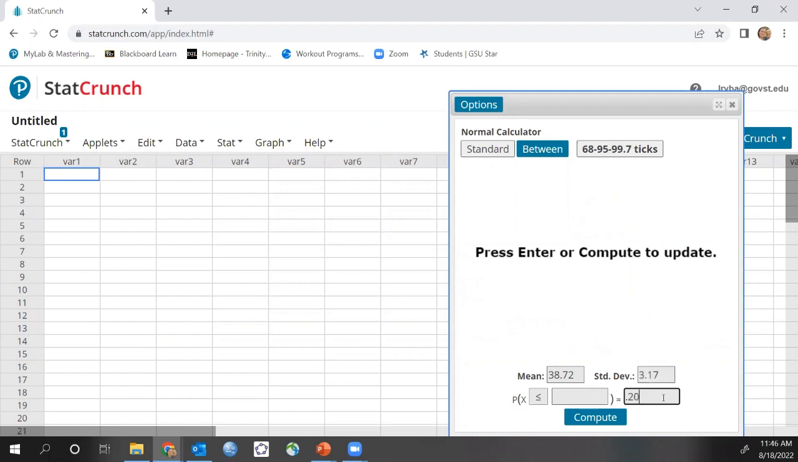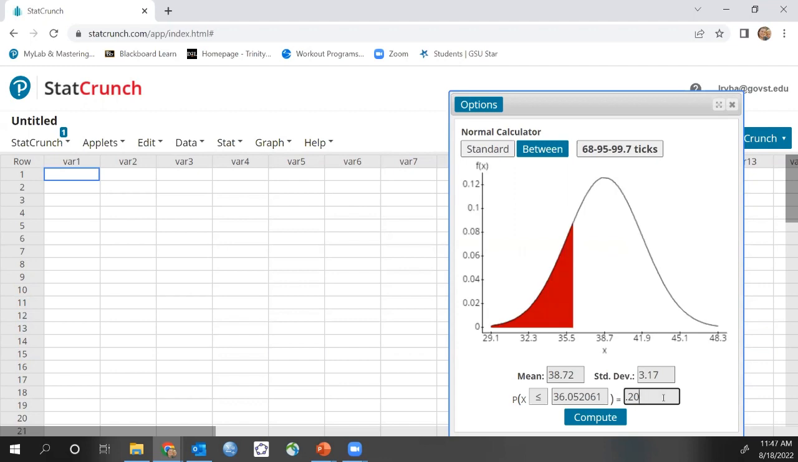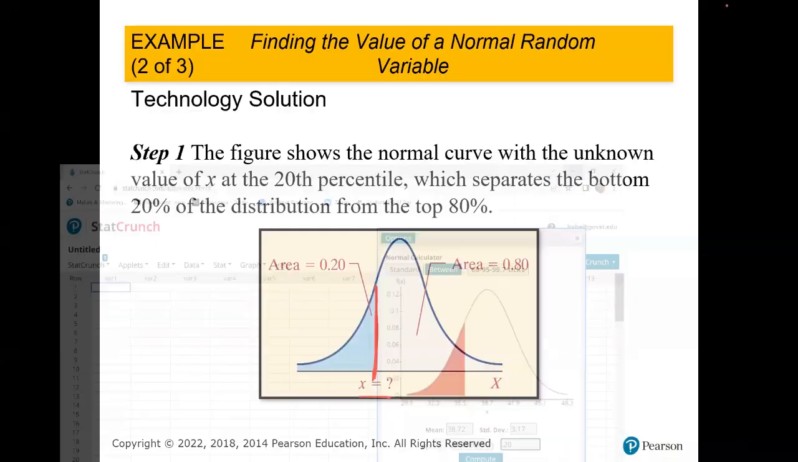So 0.20. And as soon as I type a value, you'll see that the box next to it disappears. You can only type in one of the two. And when you type in one of them, it deletes out the result from the other. Okay, I can then hit compute and it's going to give me the value here. So 36.052, 2 does not round 5, so it's 36.05 is my value.